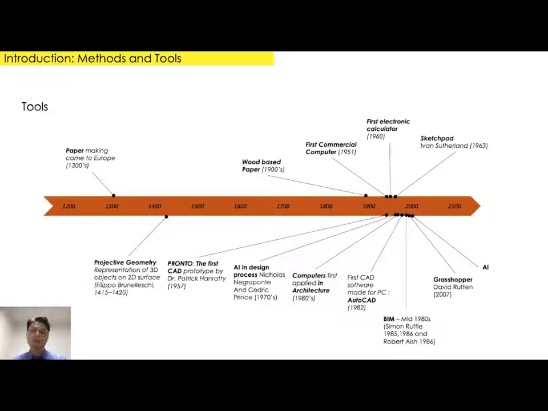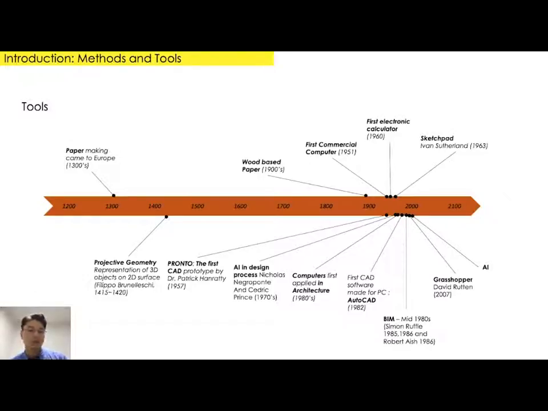did all this drawing by hand using a drafting board, and then wood-based paper was developed in the early 19th century. Then you will see the modern computer, which was proposed by Alan Turing in 1976. A couple of years later, the first commercial computer came. Since the introduction of commercial computers, researchers and others were able to develop their own ideas on the computer to come up with methods.